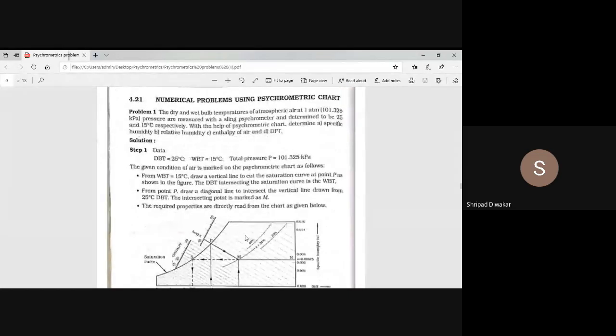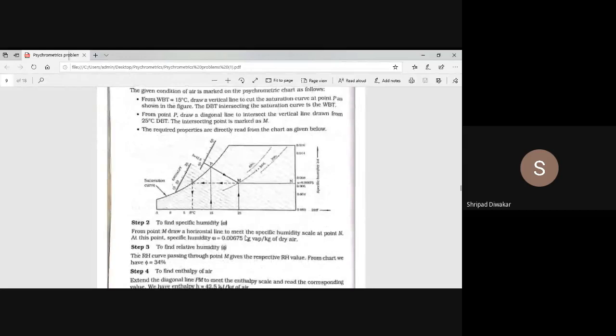Okay, this is the psychrometric chart. 0.0065 you are getting using the formula, but here 0.00675. As I said, you will not get an accurate value. There will be a difference. You see, in the analytical method we are getting 0.0065. Here we are getting 0.00675. Okay, so we are getting an approximate value.